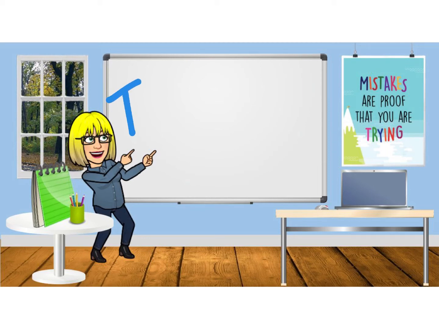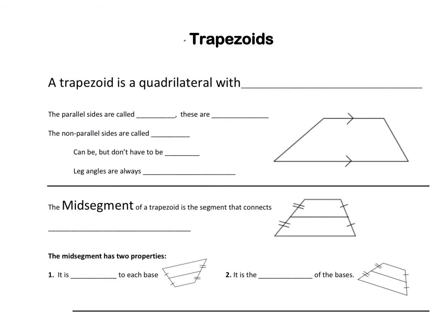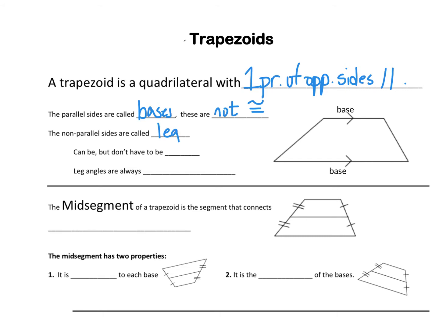This video is about the properties and the area of trapezoids. A trapezoid is a quadrilateral with one pair of opposite sides parallel. The parallel sides are called the bases, and they are not congruent. The non-parallel sides are called legs. They can be, but don't have to be, congruent.